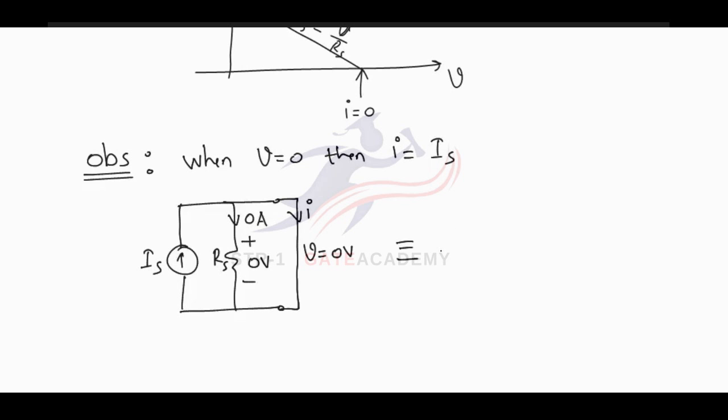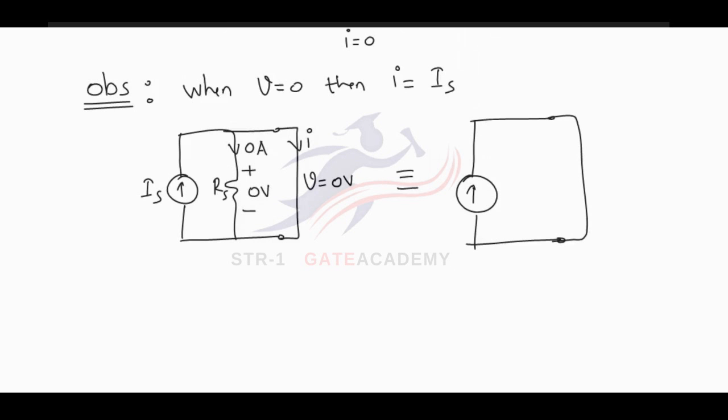This diagram can be equivalently drawn like this. So what we can conclude is current always chooses a minimum resistance path. Since there is no resistance in this path, the whole amount of current flows through the short circuit. So what we can say is that current always chooses a low resistance path.